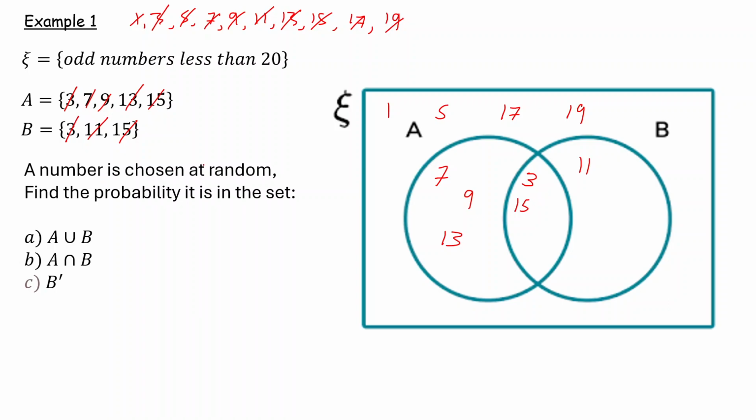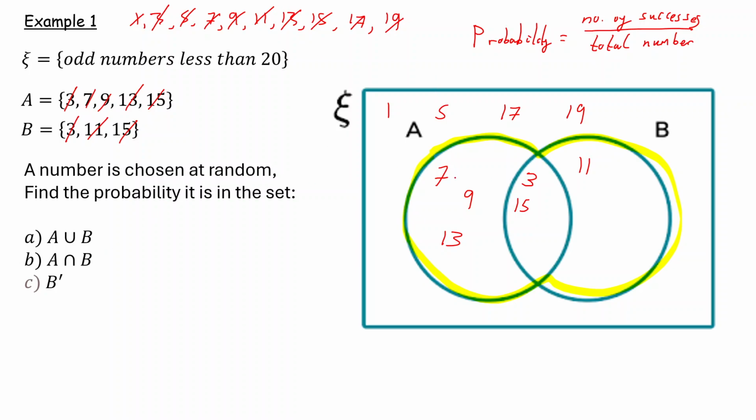And the question is saying, a number is chosen at random, find the probability it is in the set. The first one, A union B. So for that first one, we're looking at everything that is within this set here. Well, probability is equal to the number of successes over your total number of whatever it is. In this case, just numbers.